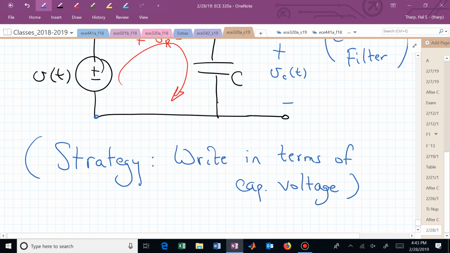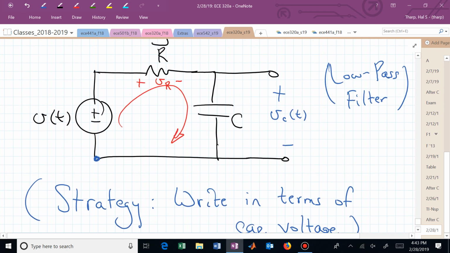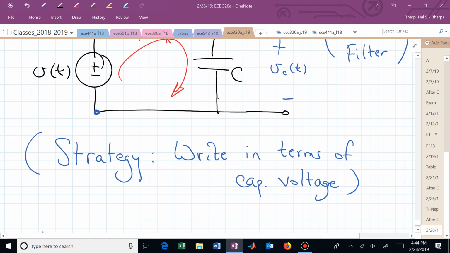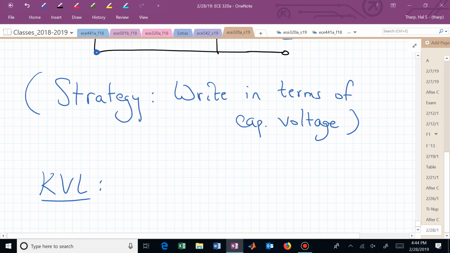If I start down here and I write a KVL equation from the lower left location, where do I go? Well, I go through V of t. I go minus V of t plus V sub R plus V sub C, and now I'm back where I started. There's my KVL. But KVL now says I have minus V of t plus V sub R of t plus V sub C of t is equal to 0.